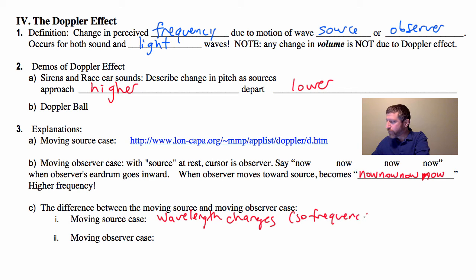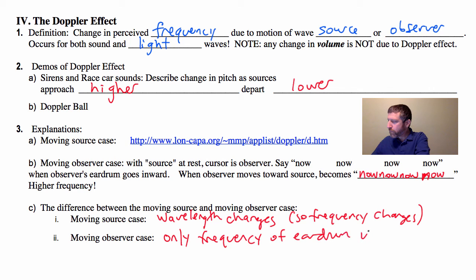And that causes the frequency of your eardrum going in to change. In the moving observer case, only the frequency of the eardrum changes. The wavelength doesn't change.